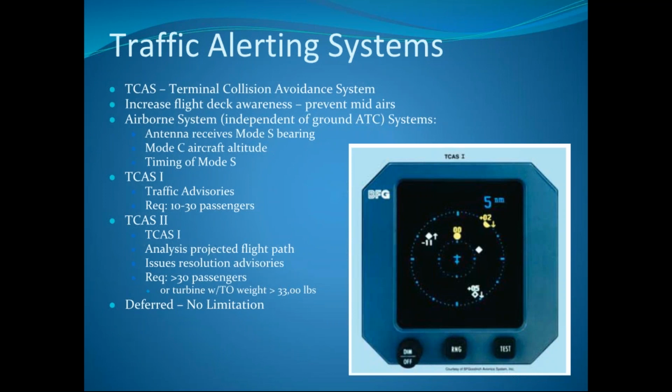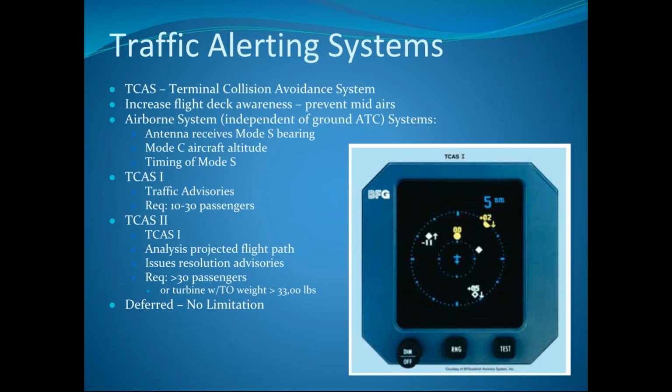But this TCAS system helps pilots be aware of traffic in and around them. And this airborne system is independent of ground air traffic control systems. So this is something that the pilot sees that air traffic control doesn't necessarily see. The antenna receives Mode S bearing and Mode C aircraft altitude, and then it uses the timing of the Mode S to determine the location of the aircraft.